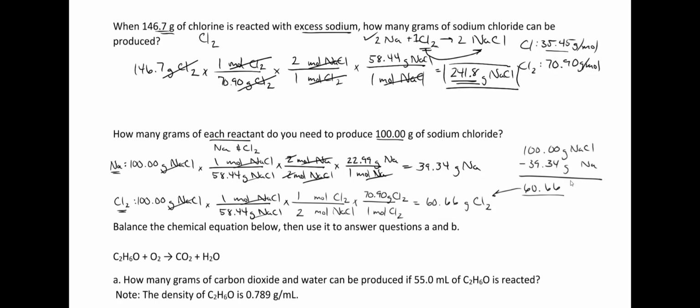This doesn't always work, incidentally, but why does it work in this kind of a scenario? Remember the law of conservation of mass. The chemical equation said that for every 2 moles of sodium, we need 1 mole of chlorine to make 2 moles of sodium chloride.